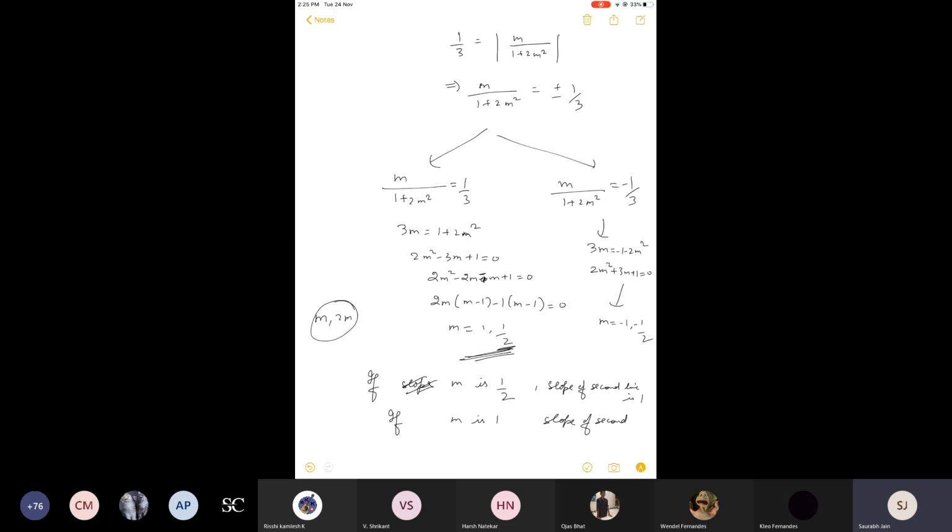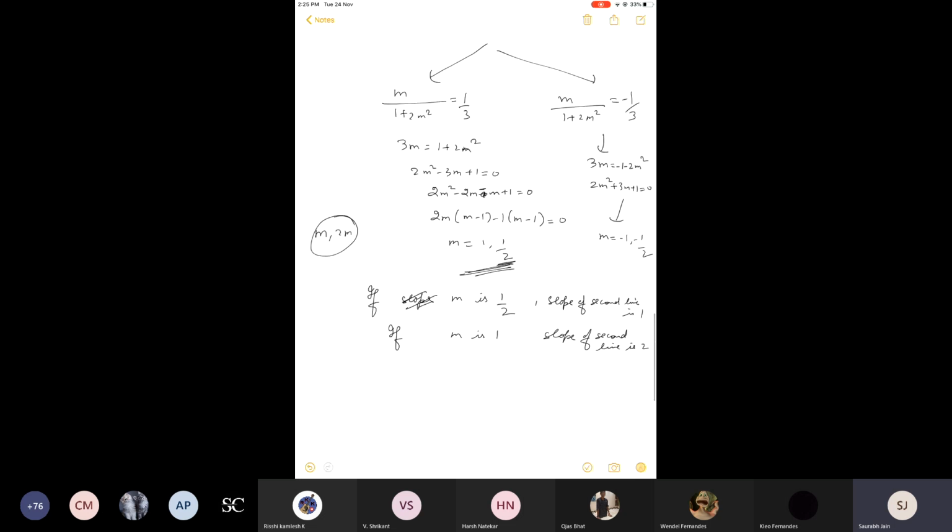So 4 possibilities are there, because we have minus 1 and minus half also. If m is minus 1 by 2, slope of second line is minus 1. And if m is minus 1, then slope of second line, which is double of it, will be minus 2. So this is the way to solve this question.